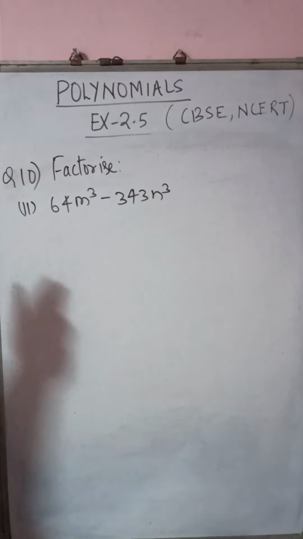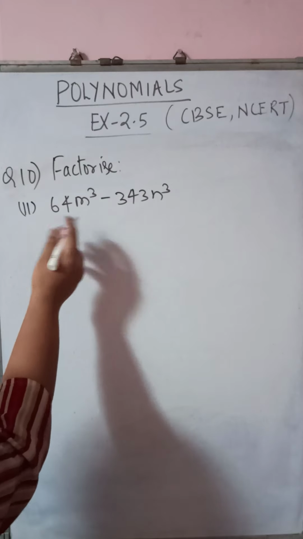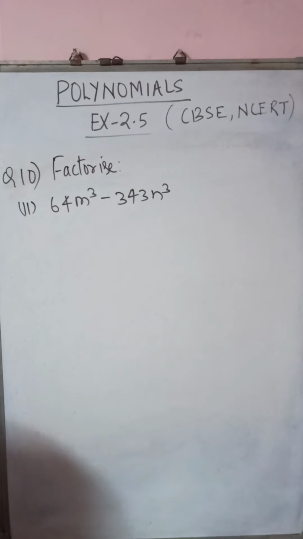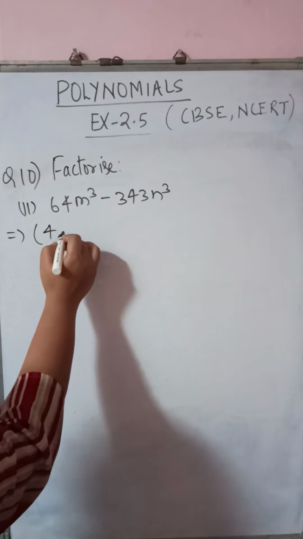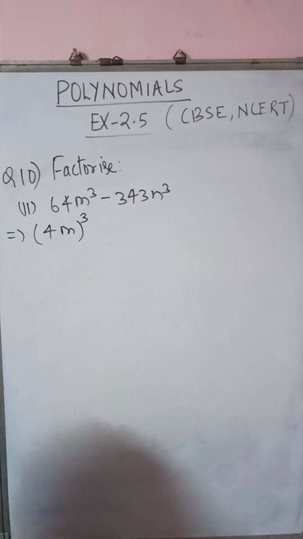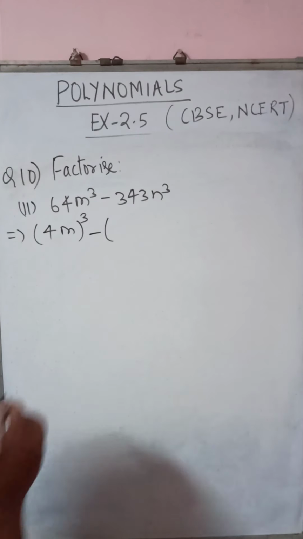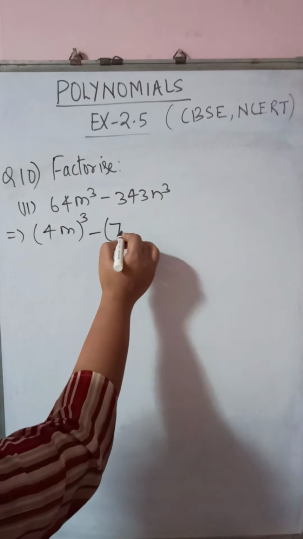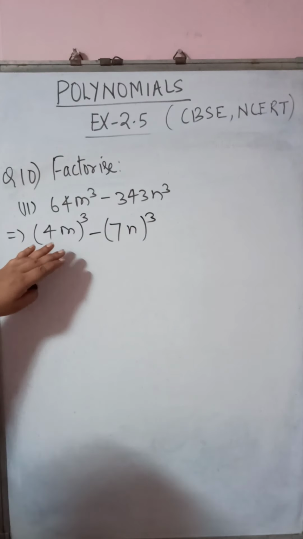Okay, so question number 10, second part. We'll see again. 64 is a cube, again convert in the form of a cube minus b cube. So 64 is the cube of 4 and m cube is the cube of m. So I have written (4m) whole cube minus 343, which is the cube of 7, and n cube is the cube of n. So now I have converted, I got my a and b.